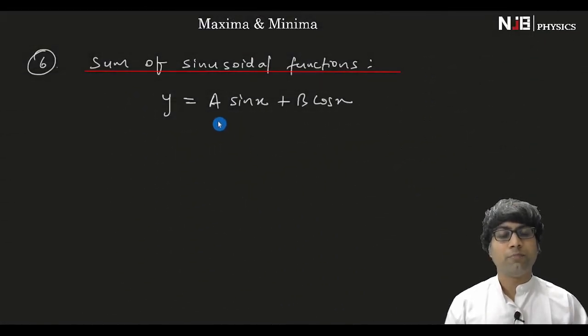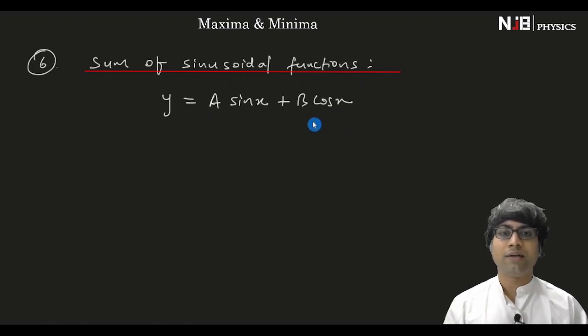Finally, what will be the maximum value of the function when it is the addition of two sinusoidal functions? What are sinusoidal functions? Well, the sine function and cosine function are called sinusoidal functions. If we have a sine function alone, it is easy to find its maximum value, because the maximum value of a sin x is going to be a and minimum value will be minus a. Similarly, maximum value of b cos x will be b and minimum value will be minus b.